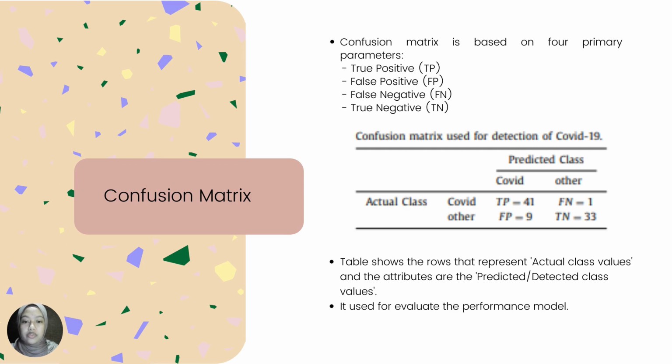So the first one is the confusion matrix, which is based on 4 primary parameters: true positive, false positive, false negative, and true negative. This is the table that shows the rows that represent actual class values, and the attributes are the predicted or detected class values. It is used to evaluate the performance of the model.